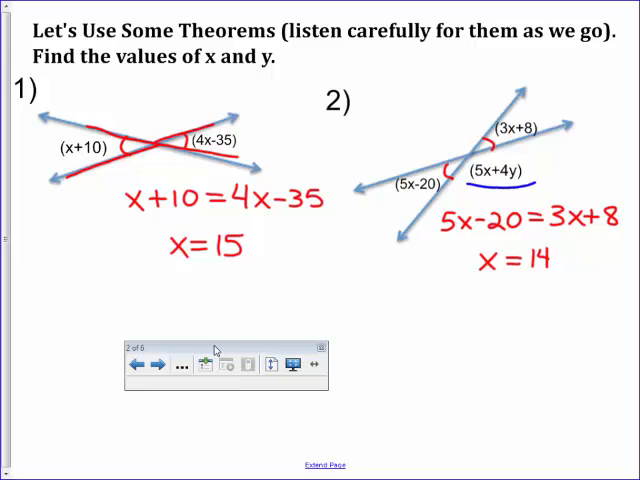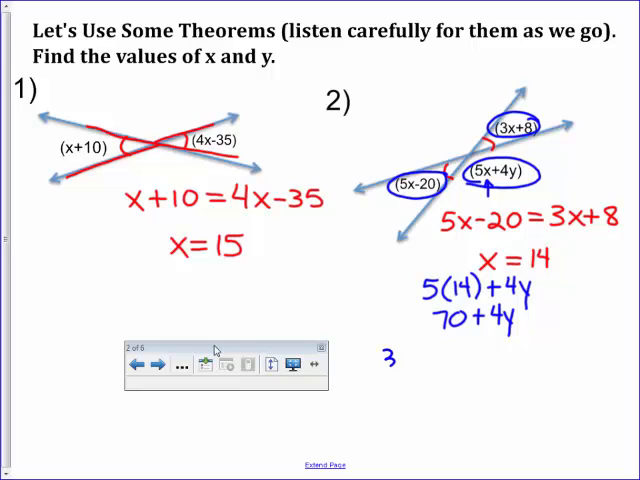Well, I'm going to take this, I'm going to plug in the value of x using substitution, so we know that this is 5 times 14 plus 4y. 5 times 14 is 70, so we have 70 plus 4y. Like I mentioned earlier, we have a linear pair, so I am going to plug x back in to either 3x plus 8 or 5x minus 20, just one of those. If I plug it into 3x plus 8, so we have 3 times 14 plus 8, I'm going to end up with 50.